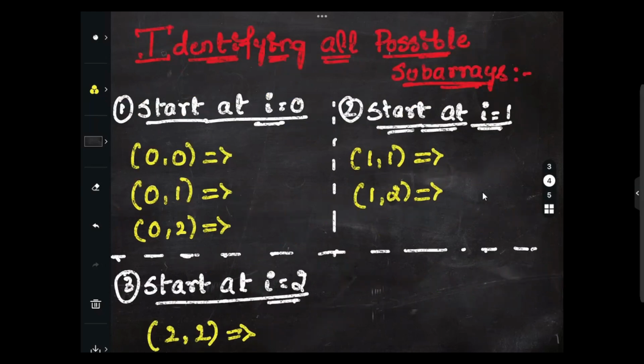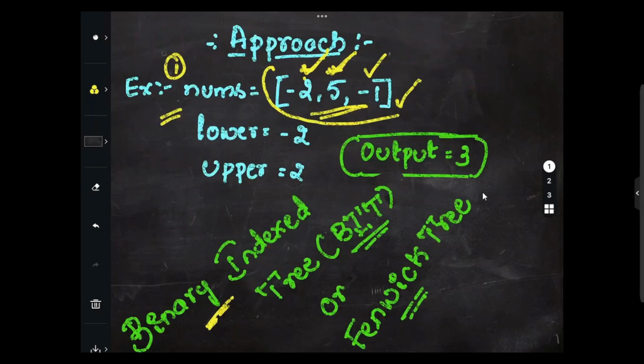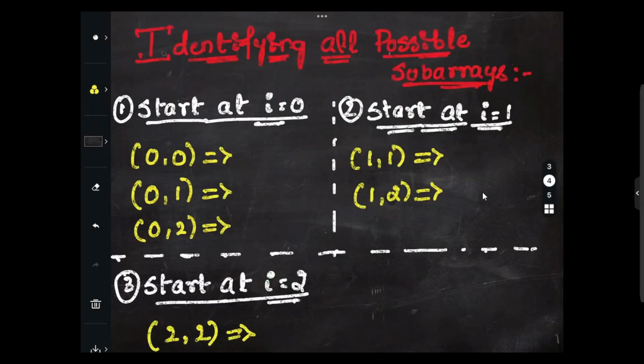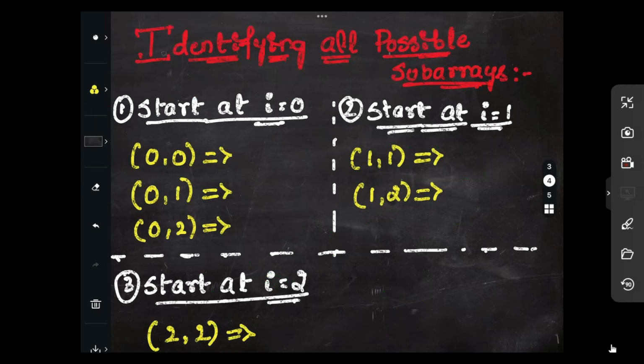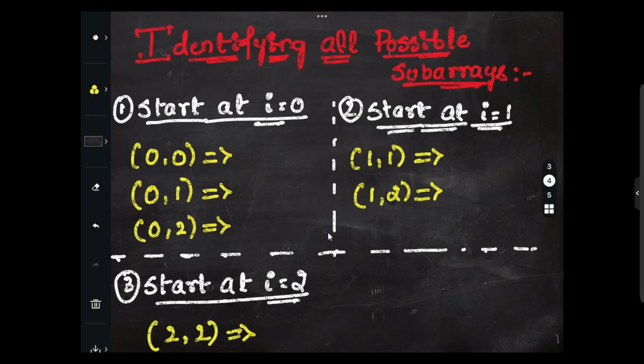Next, let's move on with the second step. Let's identify all the possible subarrays for the nums array, right? So for the elements that are present in this array, let's identify all the possible subarrays.